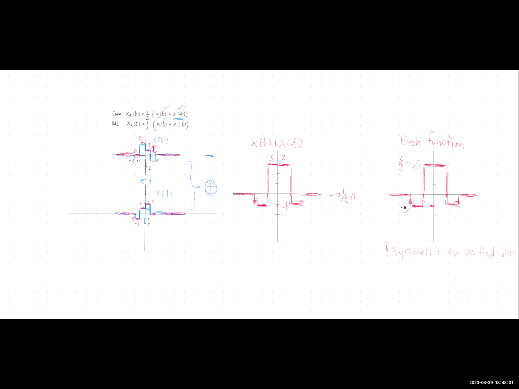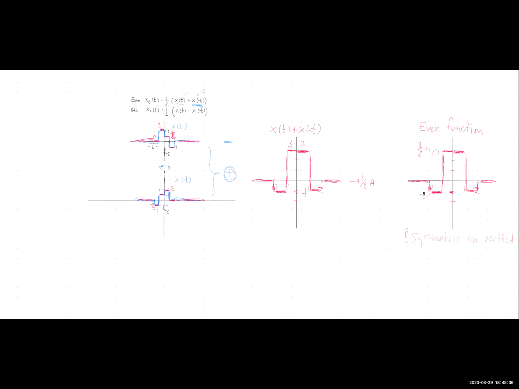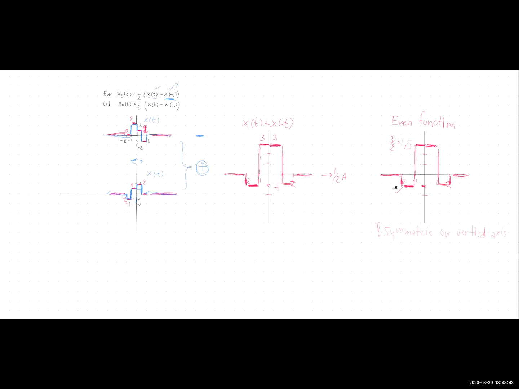Okay, now we know how to do the even function. Would anyone like to try the odd function with me? Okay, let's do it. Let's do the odd function. For the even function, we add x(t) and x(-t), right? So when we do the odd function here, we've got to do x(t) subtracted by x(-t) instead. Okay, let's draw that, everyone.